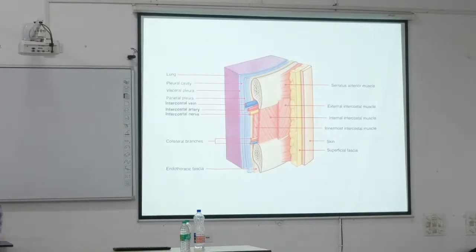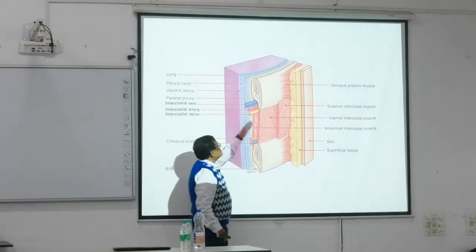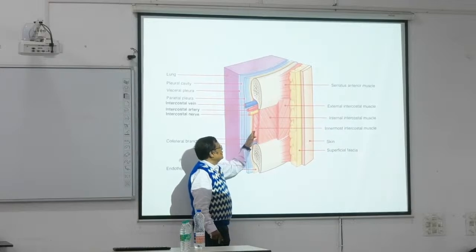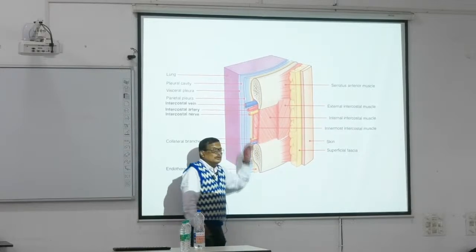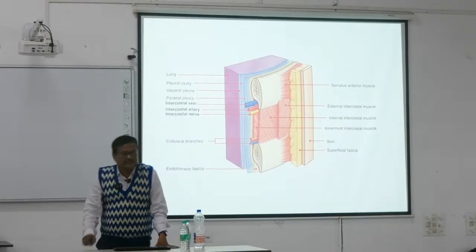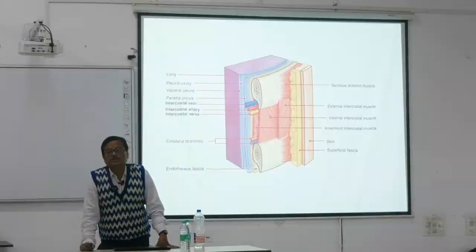And important is that the space between the internal intercostal and innermost intercostal is called the neurovascular space.